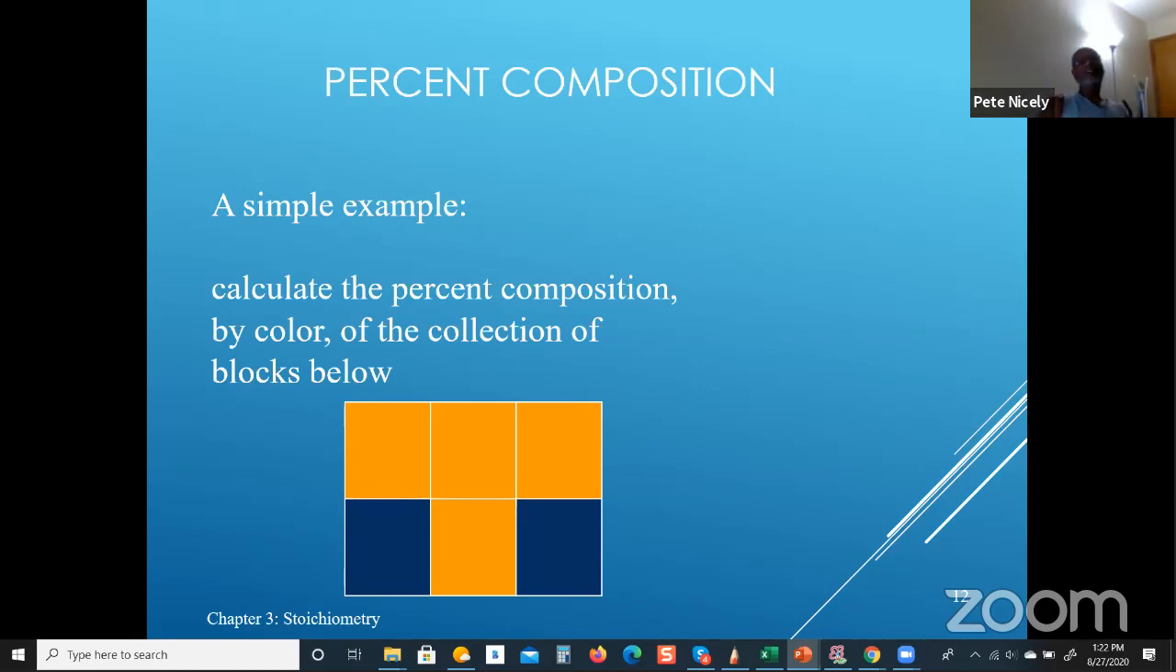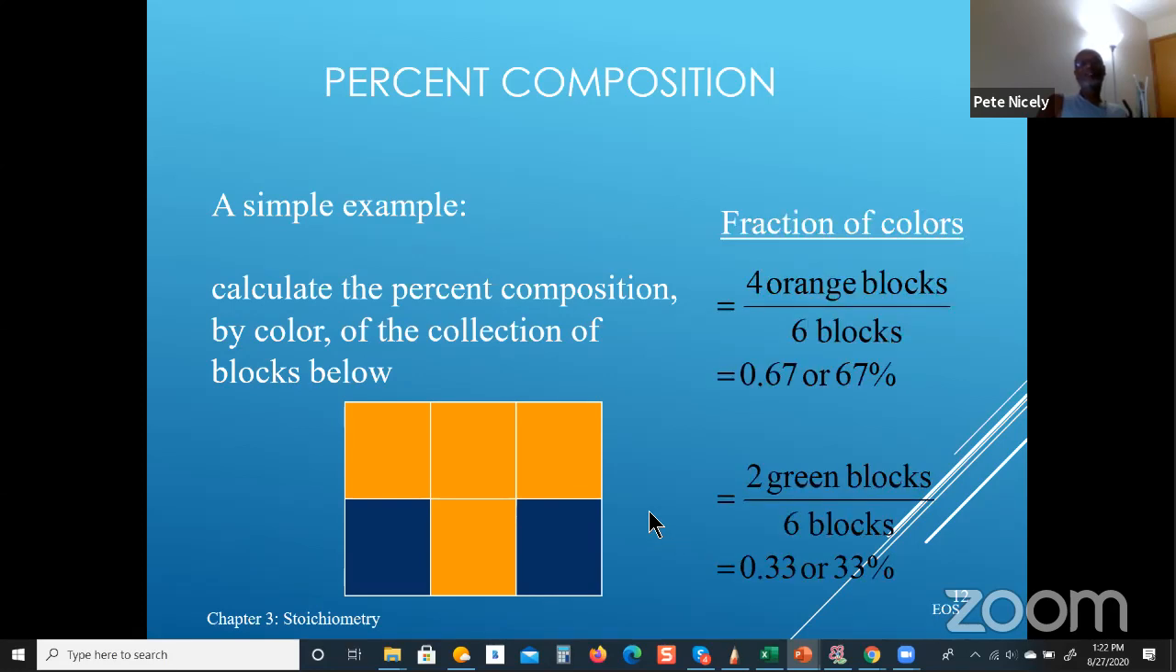So let's talk about percent composition. Now, percent composition is a very easy concept to understand. In principle, I'm going to use this diagram here to illustrate the whole idea of percent composition. So here we have 6 blocks of different colors. We have 2 blue blocks right here, and we have 4 orange blocks. So we can find out the percentage of the blocks that are blue or orange.